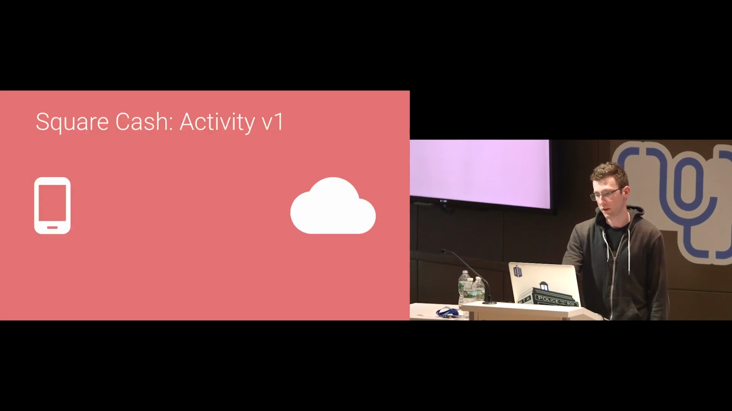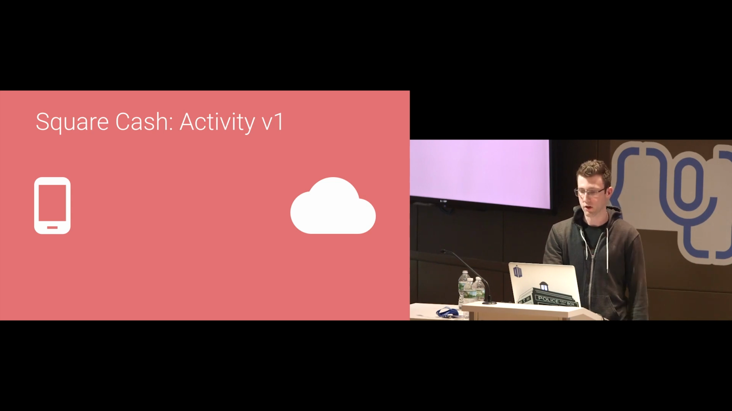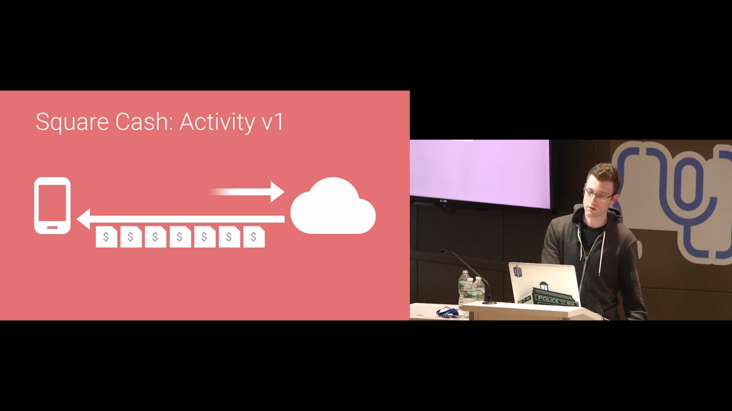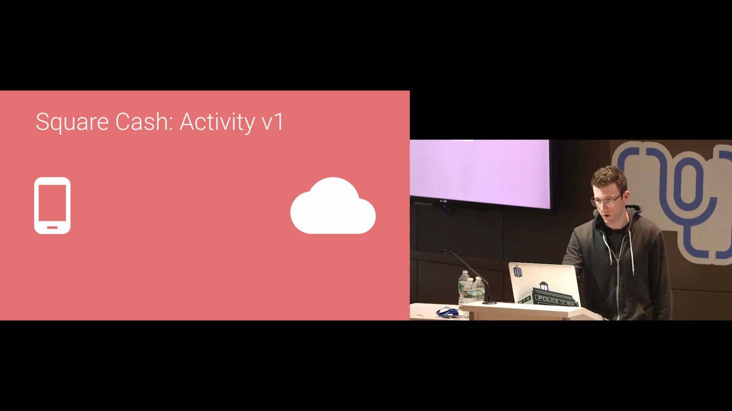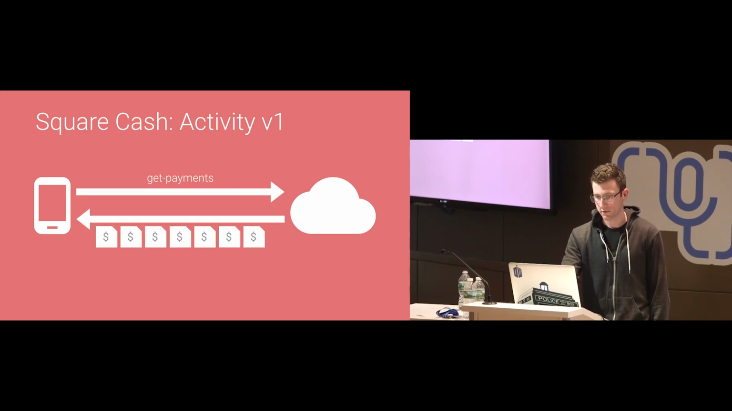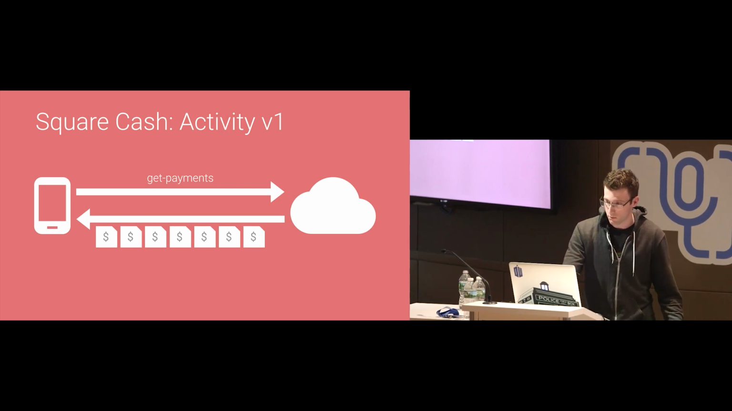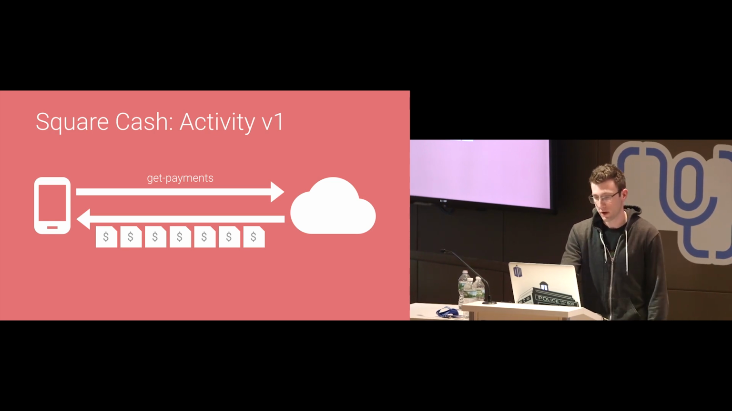So let's look at the first version of activity syncing that shipped many years ago. The client calls the server, says, give me my payments. And the server says, all right, here's your payments. Done. Then 5 minutes later, the client calls the server again, give me my payments. And the server says, all right, here's all of your payments again. So this is obviously inefficient. We basically just wrote this to get it out the door and move on to more important things.